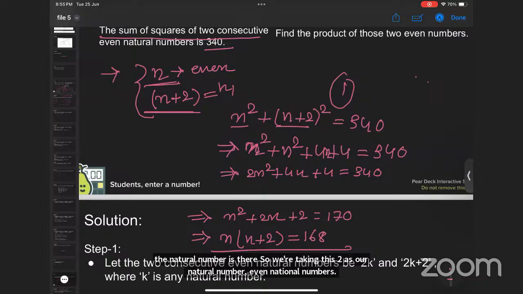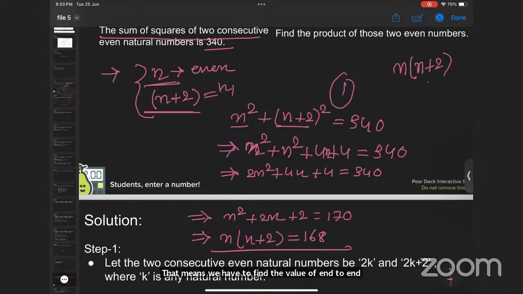So we have to find the product of these two. That means we have to find the value of n into n plus 2, right? We are given that if we take the square of these two numbers and then sum them, it will be 340. So we are just doing that.